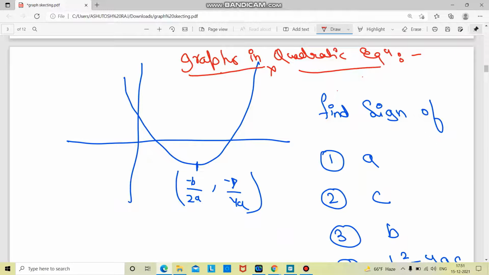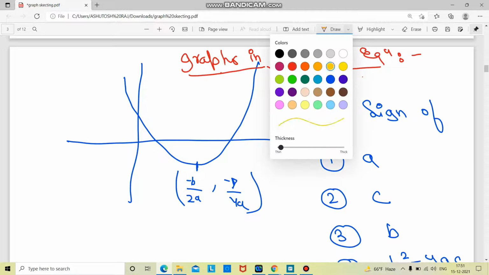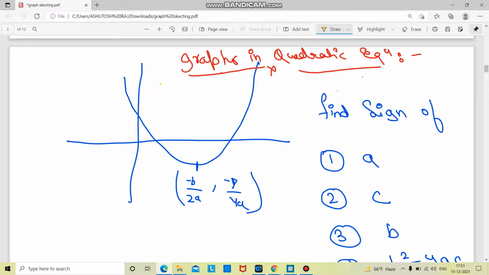Today we will discuss the graph in the quadratic equation. So let's start. Graph in the quadratic equation, as we know that it is a 2-degree polynomial, ax square plus bx plus c.